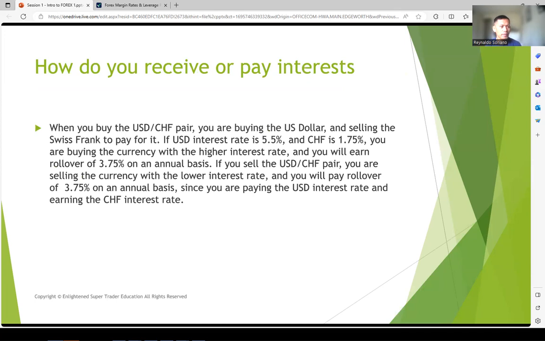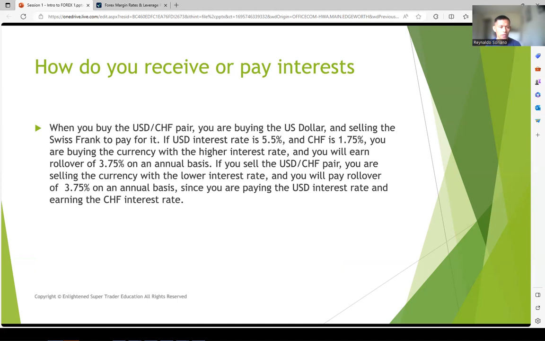So here's an example. How do you receive or pay interest? When you buy the dollar against the Swiss franc, for example, you're buying the US dollar and you're selling the Swiss franc to pay for it. So if the US dollar interest rate is 5.5% and the Swiss franc is only 1.75%, then you're buying the currency with the highest interest rate, and you will earn a rollover of 3.75% on an annual basis.